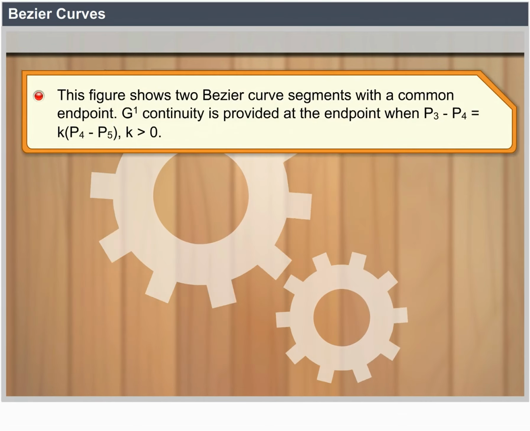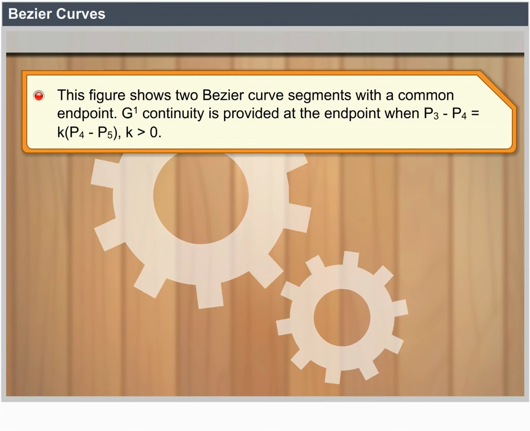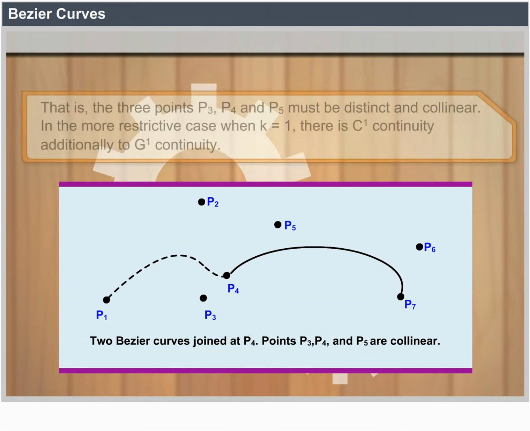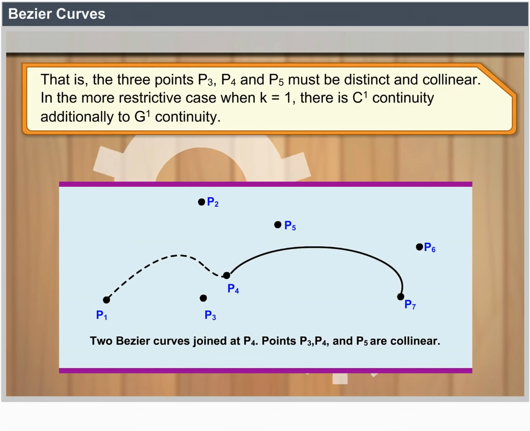This figure shows two Bezier curve segments with a common endpoint. G1 continuity is provided at the endpoint when P4 minus P3 equals K into P5 minus P4, with K being greater than 0. Two Bezier curves joined at P4. Points P3, P4 and P5 are collinear. That is, the 3 points P3, P4 and P5 must be distinct and collinear. In the more restrictive case, when K equals 1, there is C1 continuity in addition to G1 continuity.